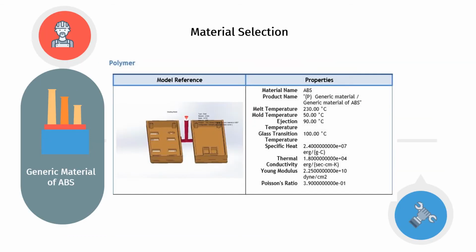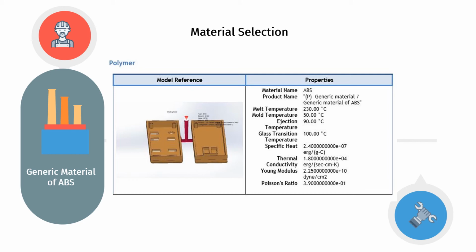Next I will explain about the generic material of ABS. For the picture we have a model reference that shows the gates and the part of the product. For the properties, first the material name is ABS, the product name is generic material of ABS.